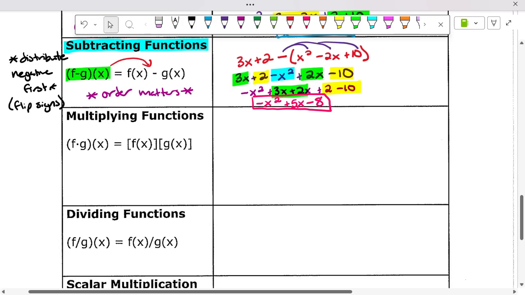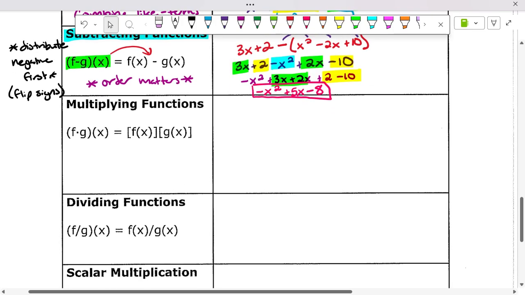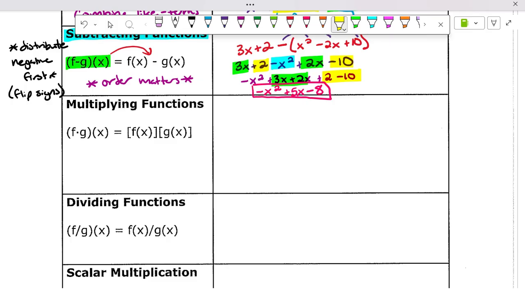Let's talk multiplying. Multiplying functions. Who remembers a method for multiplying functions? So first off, maybe this might jog your memory. Let's just write it out first. So if you do f times g of x, I heard it. Who said it? You can FOIL. What's the other one? Box. So you can either do this through FOIL or box method.